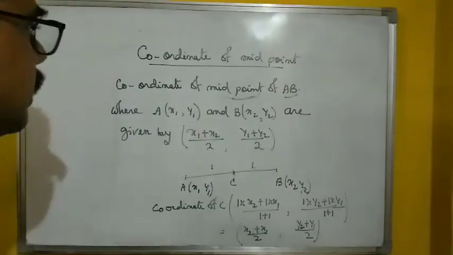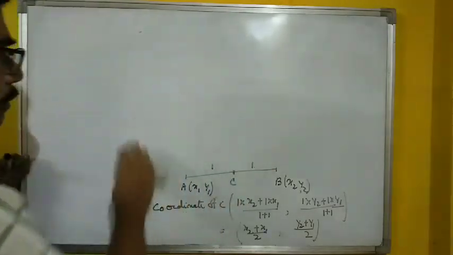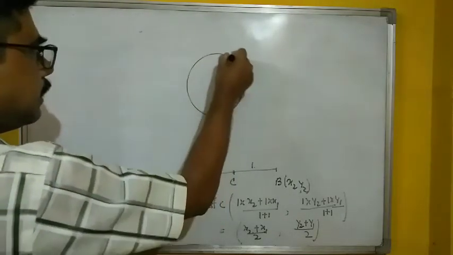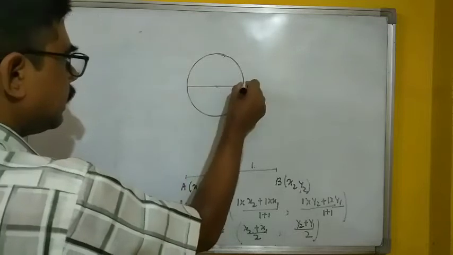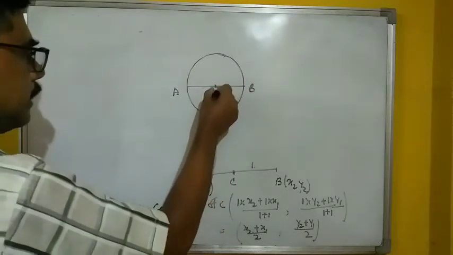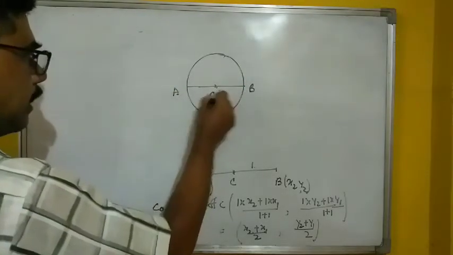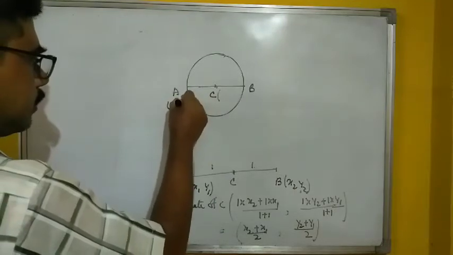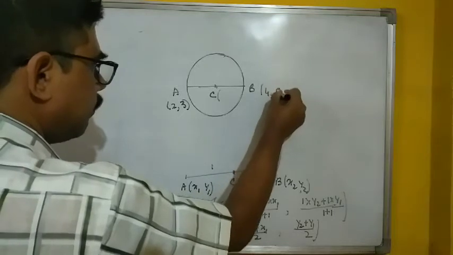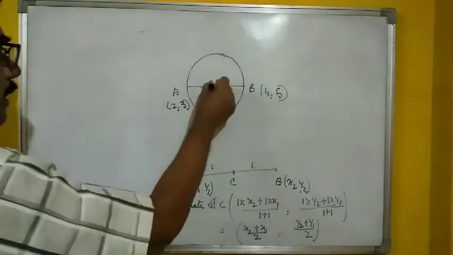Suppose in some cases we get the midpoint. How do we come to know that it is a midpoint? Suppose it is a circle with a center and a diameter AB. Then we come to know that the center is the midpoint of the diameter. So if we have to find the coordinate of the center, we can find it out if the endpoints, say 2 and 3, and 4 and 5, are given, because the center is the midpoint.